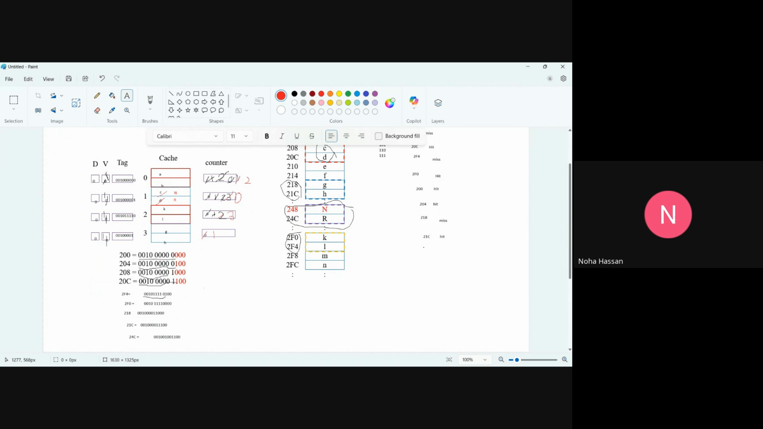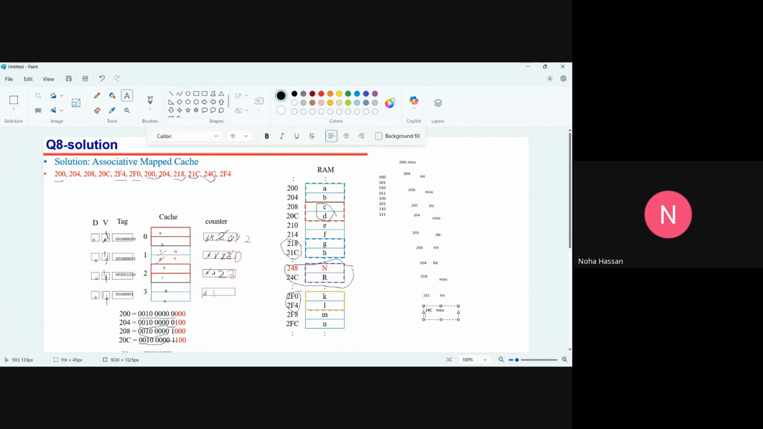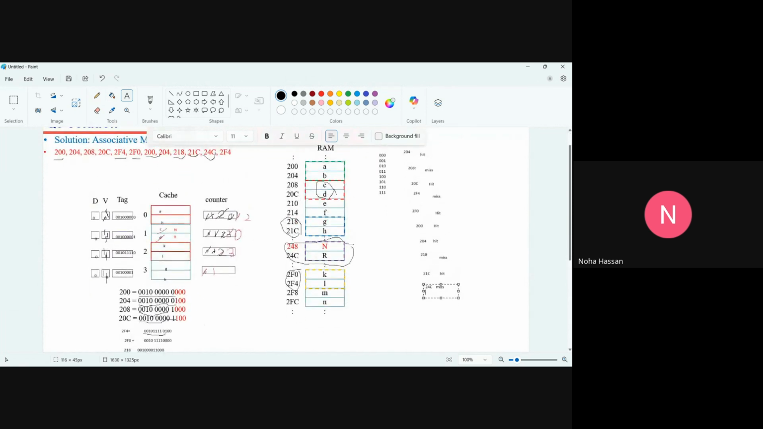So 24C is what? Change the color. 24C is a miss. Okay. What about next one, which is here? 2F4. Okay, so now the last one. We are at the last one. That's great. Okay, so 2F4.